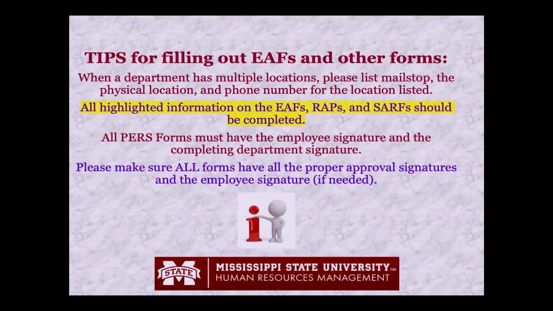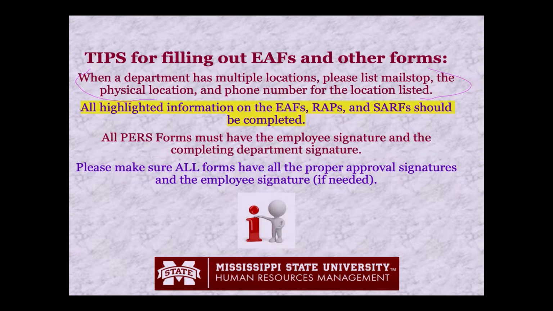And these are some tips for filling out EIFs and other forms. When a department has multiple locations, please list the mail stop, the physical location, and the phone number for the location listed. Where it says campus address, that's where you would list these things if it has multiple locations. That way we know exactly what location their mail needs to go to.